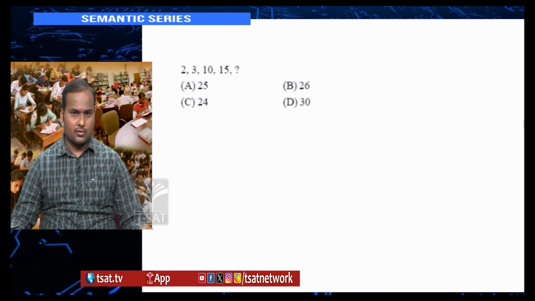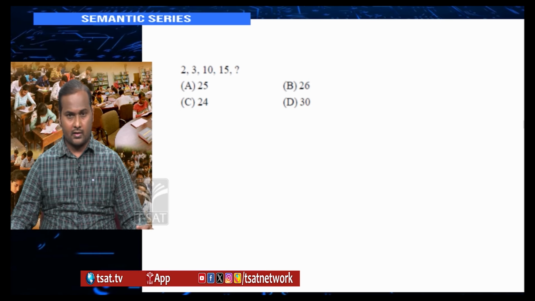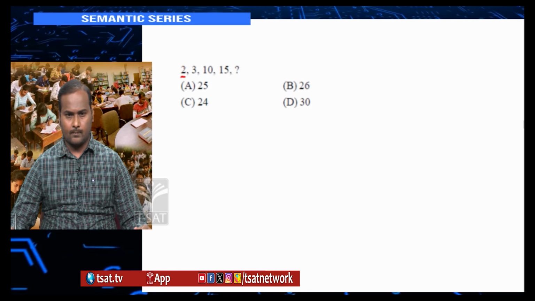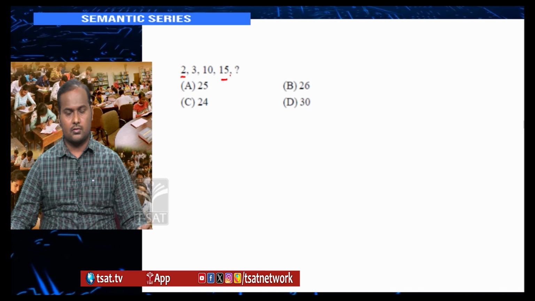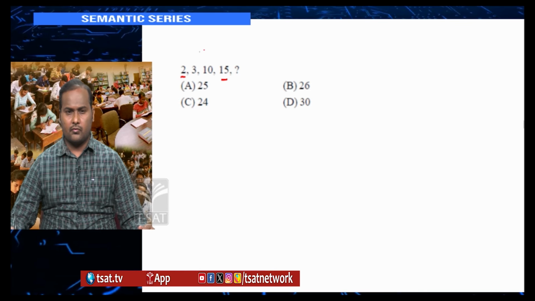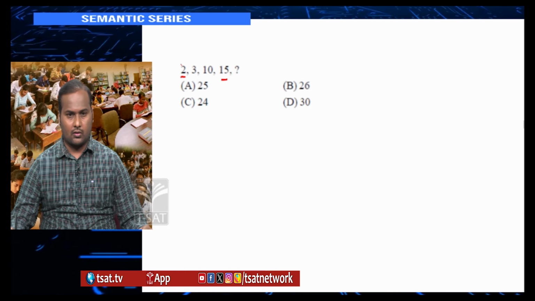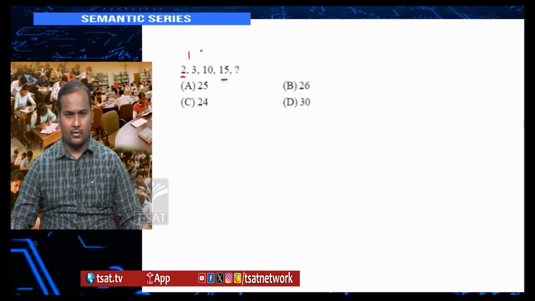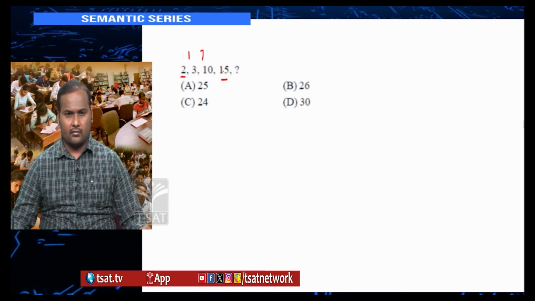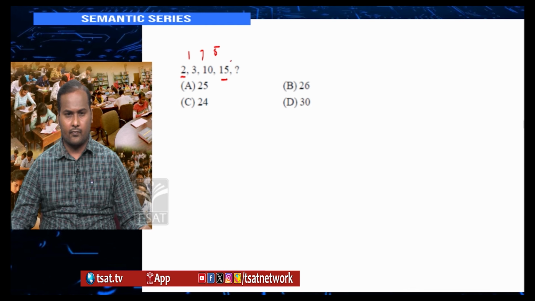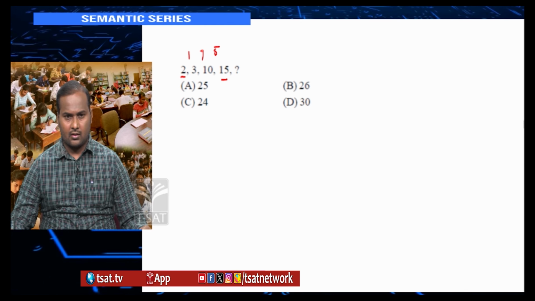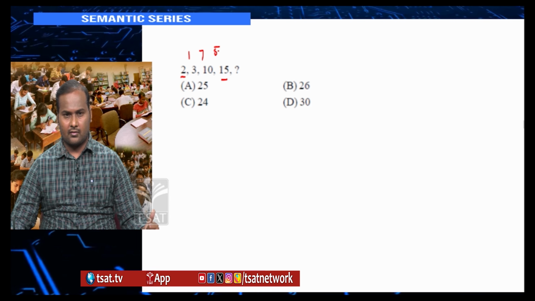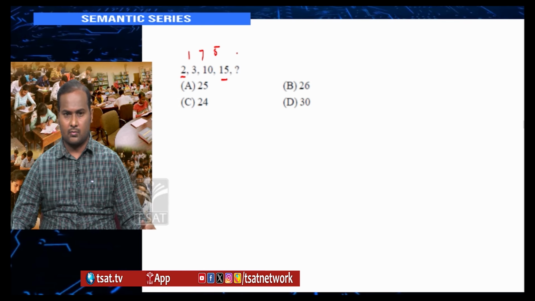The moment you see this question, the first thing generally anybody will take is the difference, because it is starting with 2 and ending with 15. So, there is not much increase. So, we will take the difference and check whether we can do it or not. So, 2, 3, the difference is 1; 3, 10, the difference is 7; 10, 15, the difference is 5. And if you see this difference, I can't get any conclusion from it because it is 1, 7, 5 and what is next. So, it is not possible.